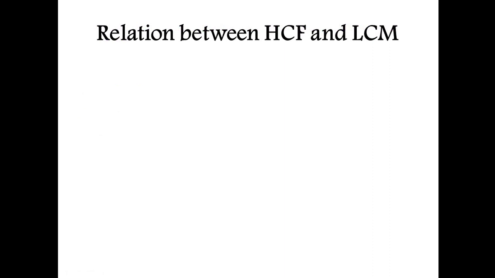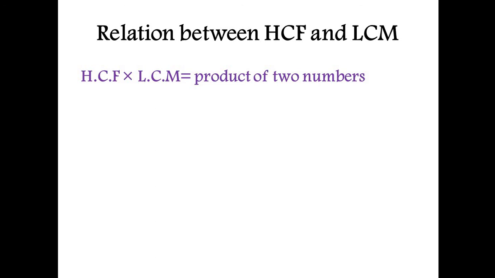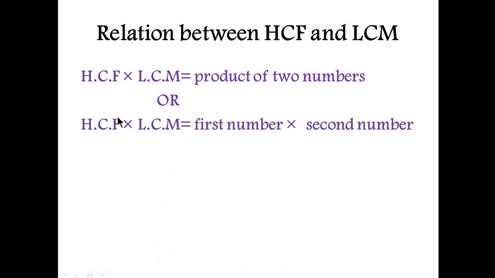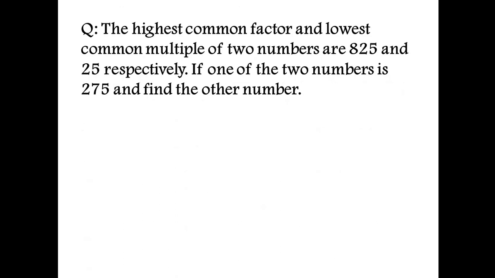Now we have to discuss the relation between HCF and LCM. The formula for HCF and LCM is HCF cross LCM is equal to the product of the two numbers. Or HCF cross LCM is equal to first number multiplied by second number. Let's look at a question. The highest common factor and lowest common multiple of two numbers are 25 and 825 respectively. If one of the two numbers is 275, find the other number.